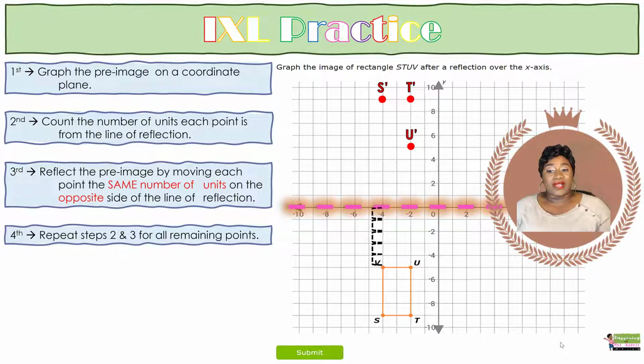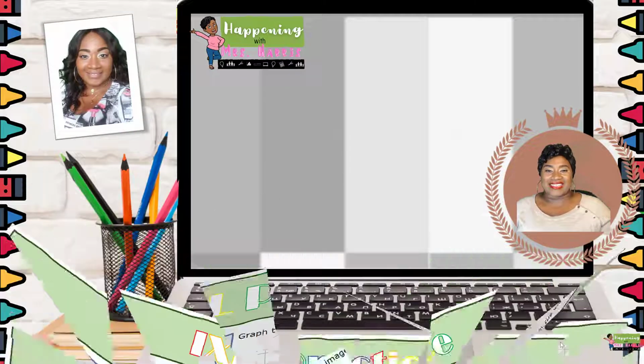Last but not least, point V. Point V is 5 units below the line of reflection, which is our x-axis. Therefore, we will go in the opposite direction. We will go above the x-axis, which is 5 units above. And here's our point V prime. And then when you're done, you can go ahead and connect all of your points. And there you have it, a perfect quadrilateral that has been reflected over the x-axis.